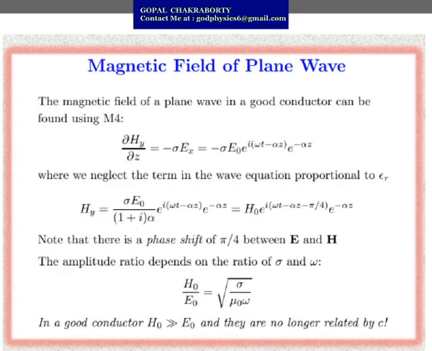Now the next topic, that is magnetic field of plane wave. The magnetic field of a plane wave in a good conductor can be found using Maxwell's equation 4. So ∂Hy/∂z, that means the change of magnetic field intensity with respect to position, will be equal to minus σEx, that is equal to minus σE₀ e^(i(ωt − αz)) e^(−αz).